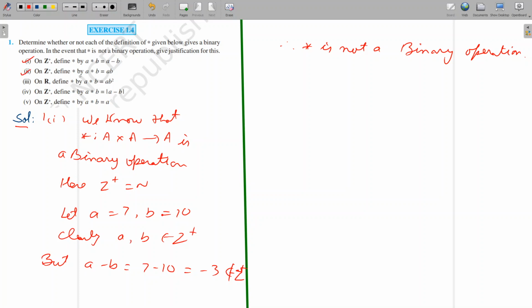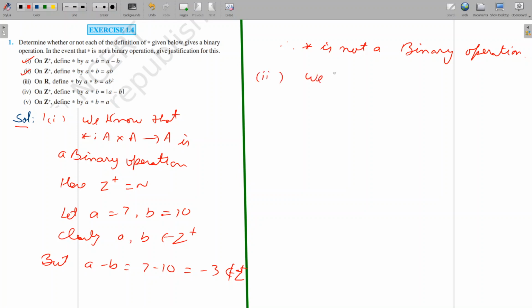On Z plus defined by A star B equal to A times B. So we know that whenever we multiply two natural numbers, the result is also a natural number. So it will definitely be a binary operation. So that is what we will write in the second part.